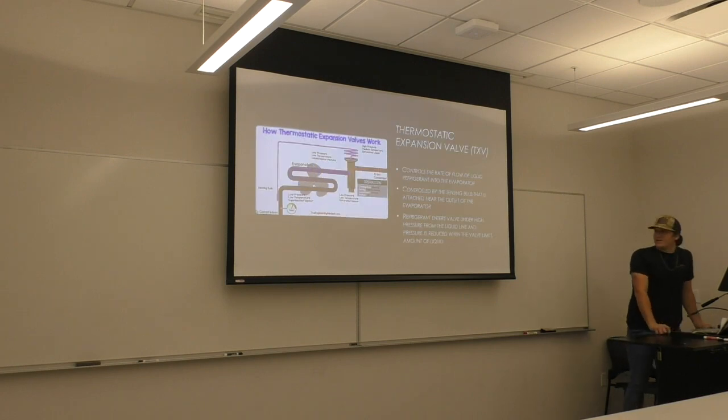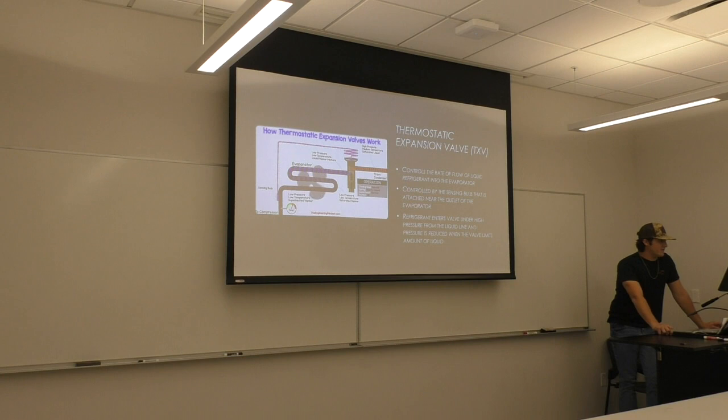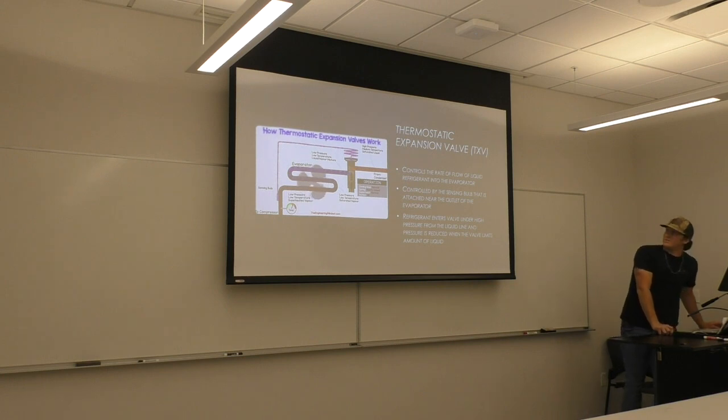The thermostatic expansion valve controls the rate of flow of liquid refrigerant into the evaporator. It's controlled by the sensing bulb, which is that purple line up top that goes down towards the bottom of the figure. The refrigerant enters the valve under high pressure from the liquid line, and pressure is reduced when the valve limits the amount of liquid. The red line is coming from the condenser, the blue line is going through the evaporator, you have your fan that's cooling it down, and you have your gauge in the bottom left-hand corner.